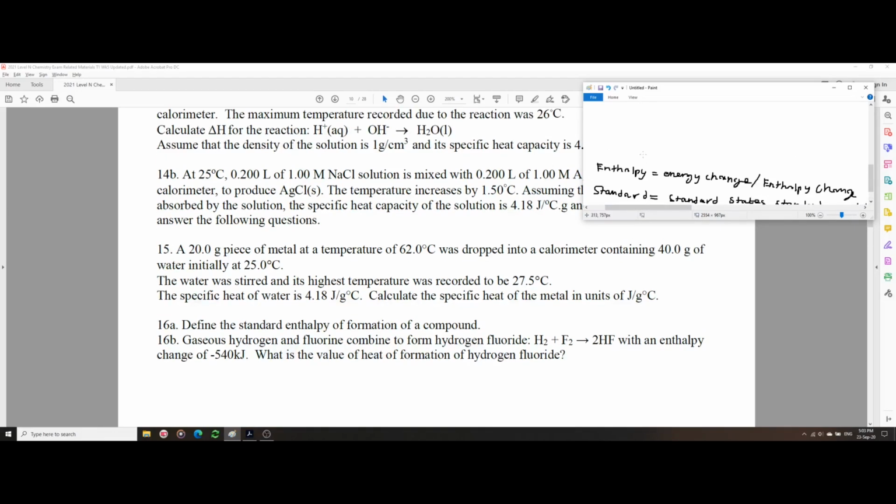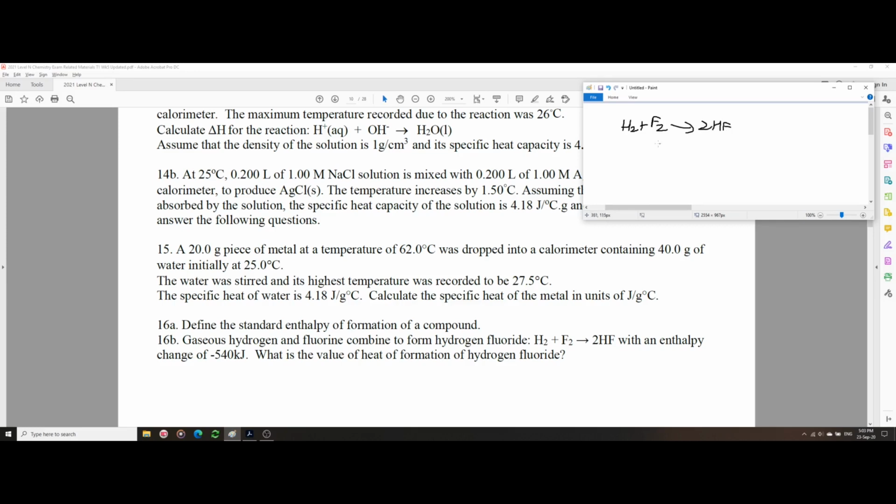So now part B. Gaseous hydrogen and fluorine combine to form hydrogen fluoride. Let me write the formula: H2 plus F2 to give 2HF. This is the way it is, but we said 1 mole. If we want the heat of formation of hydrogen fluoride, the standard enthalpy of formation which we just referenced, we said 1 mole, right? So how do we do it? Just write it like that, and then you have a half.